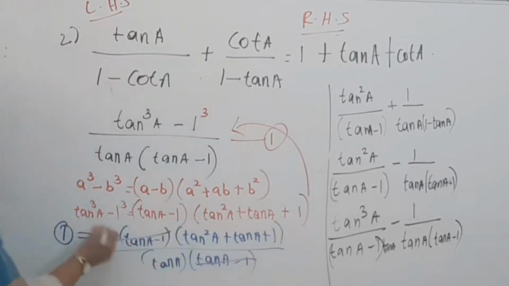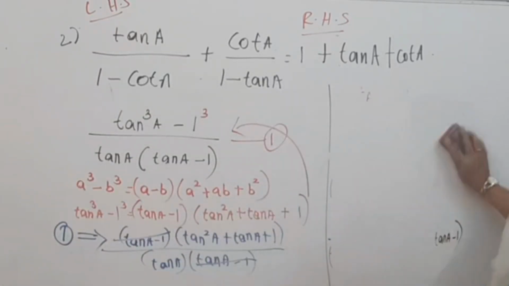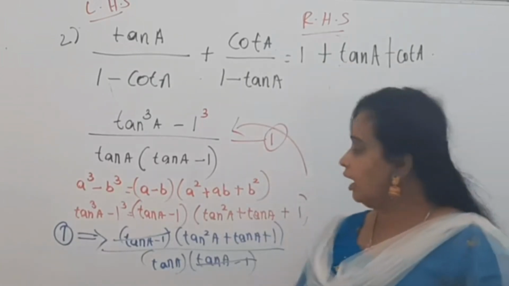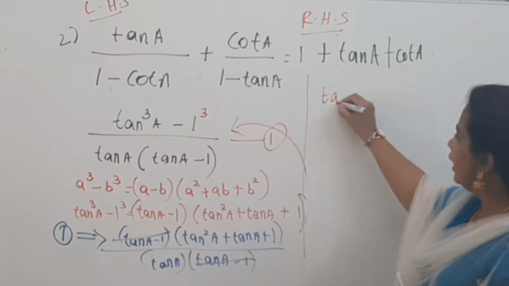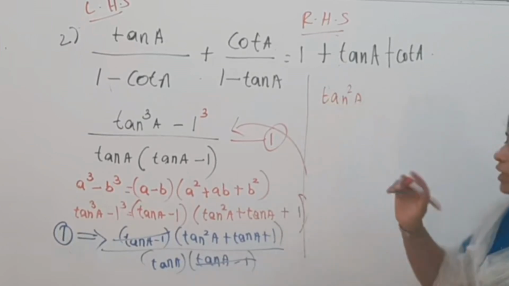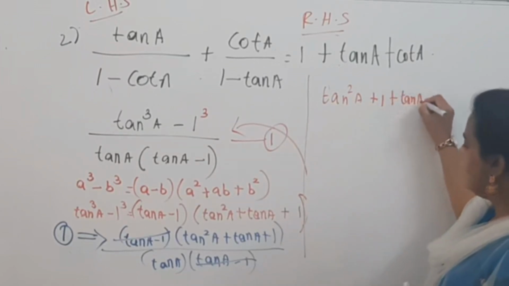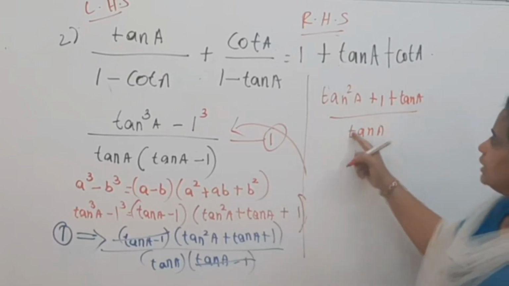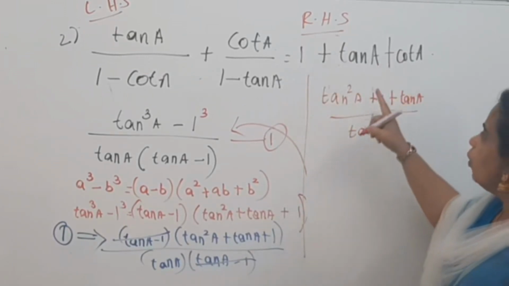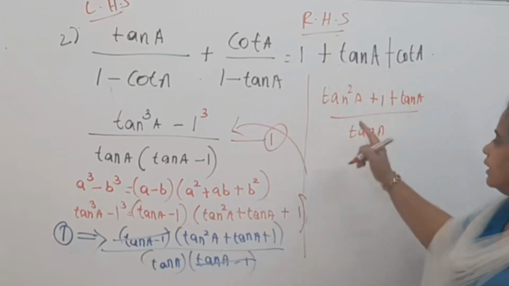So now this gets cancelled. So I have the numerator and the denominator just left like this, which are tan square a plus 1. I just change the order. Tan square a plus 1 plus tan a divided by tan a. So this I got. Now please look at your right hand side. What can I do to get my result on the right hand side?